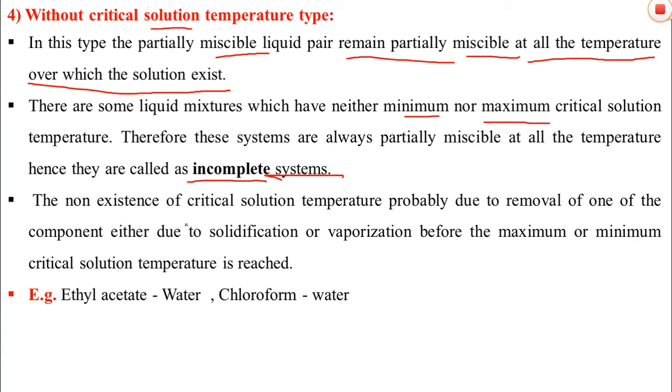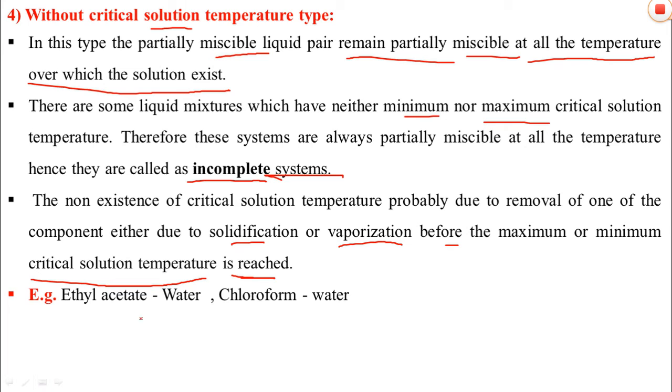Here the non-existence of a critical solution temperature is probably due to the removal of one of the components, either due to solidification or vaporization, before the maximum or minimum critical solution temperature is reached. For example, the ethyl acetate water system and the chloroform and water system.